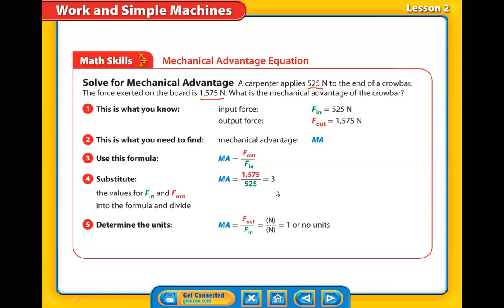There is no unit. Why is there no unit? Because I'm dividing two equal units over each other. Force over force, so no units.